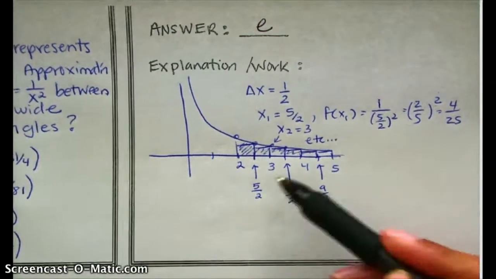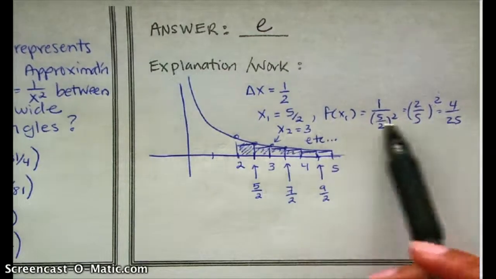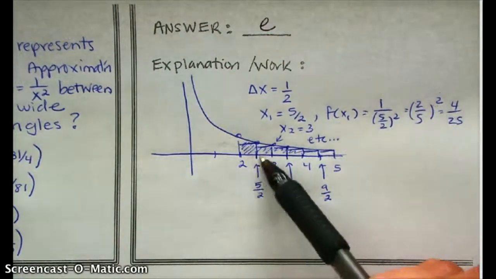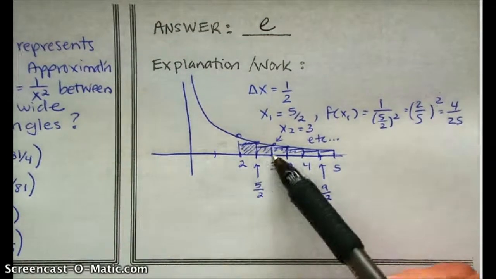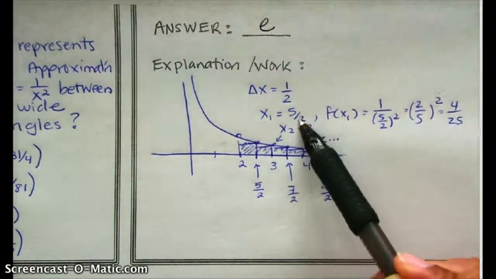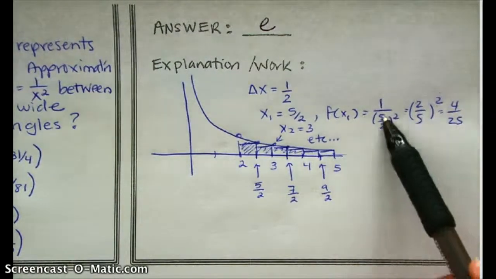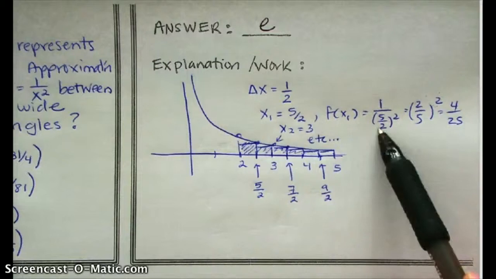And I find it helpful to use fraction form because then it's easier to square them. And I just did one of the calculations out so you can see it. The first x value I'm going to use, since it's a right-hand Riemann approximation, is 5 over 2, in other words, 2.5. Well, if I take 5 over 2 and I plug it into 1 over x squared, that's the same thing as taking the reciprocal and squaring it. Just keep, change, flip if you're uncomfortable there.